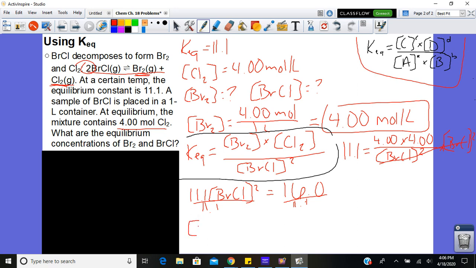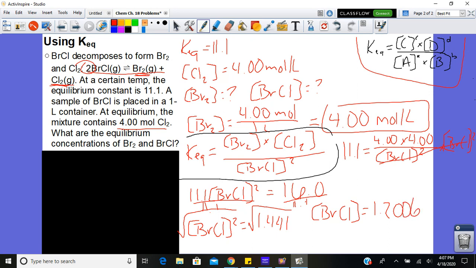So I get my concentration of bromine chloride squared equals 1.441, and again, that keeps going for a while. So I take the square root of both sides, and my concentration of bromine chloride ends up being 1.2006. I need 3 sig figs from up here. So 1.20. And since it's a concentration, we need a unit. And my concentration unit from the beginning was moles per liter. So that is going to be my final answer for this one.